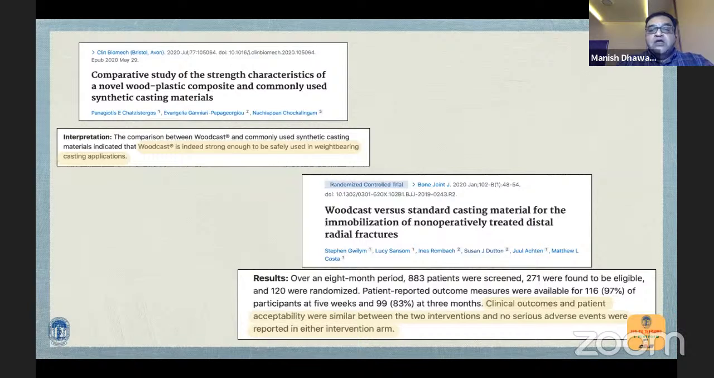So wood cast versus standard casting material for immobilization of non-operatively treated distal radial fractures. So the outcome of the study, this is basically from Bone and Joint Surgery, a very recent article, is that clinical outcomes and patient acceptability were similar between the two interventions, and no serious adverse effect was reported in either intervention arm. Means wood cast and the other synthetic materials give almost the same results.